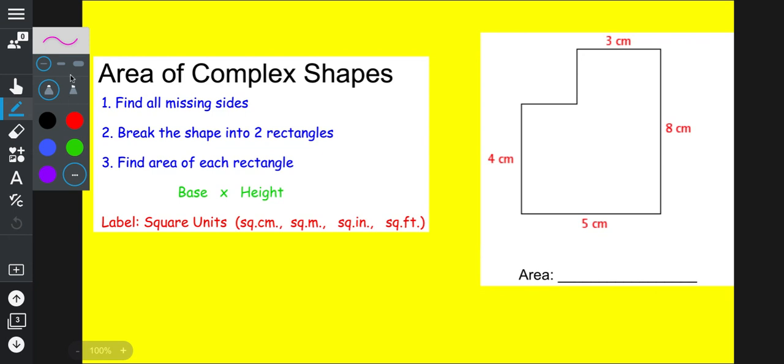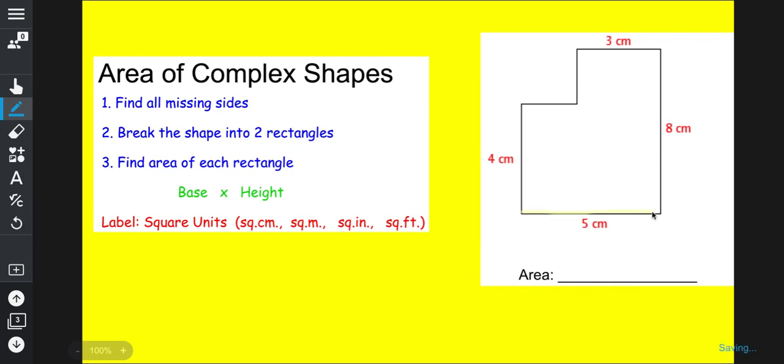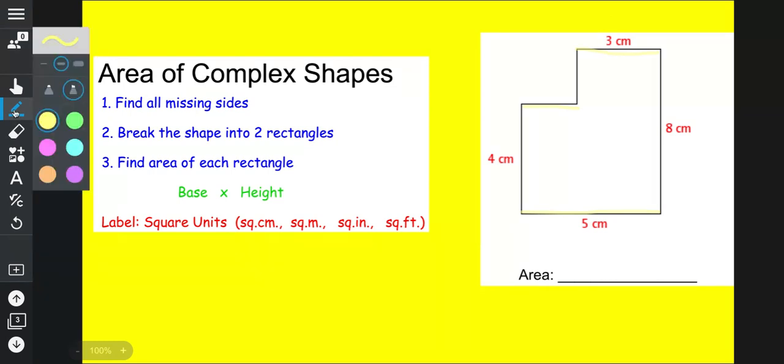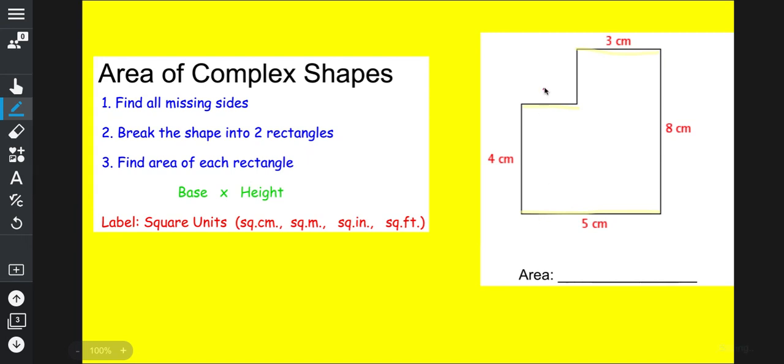If we take a look at the bottom here, and we take a look at all the tops, they need to equal each other. Well, on the bottom we have 5. On the top, we have something and 3. Well, something and 3 needs to equal 5. So we would find out that our missing amount right here is 2 centimeters.